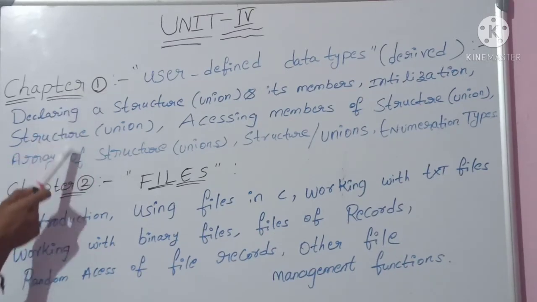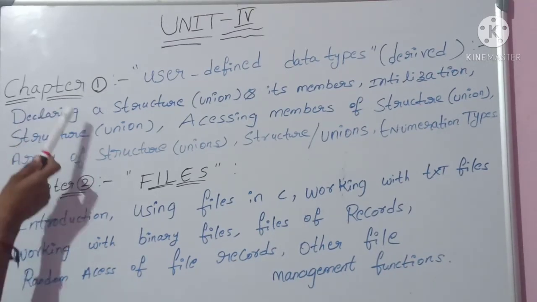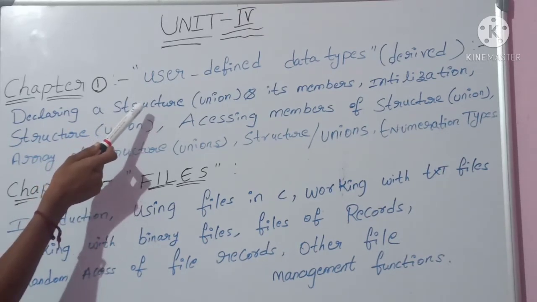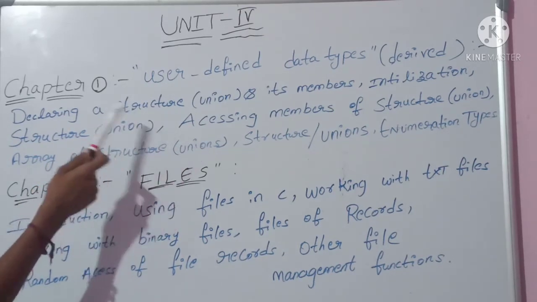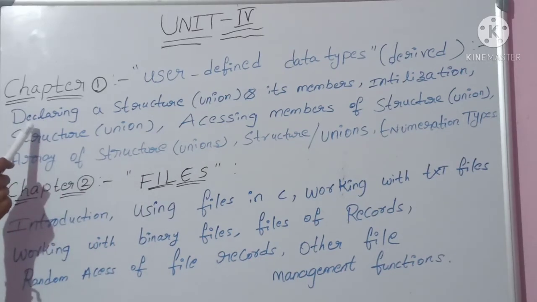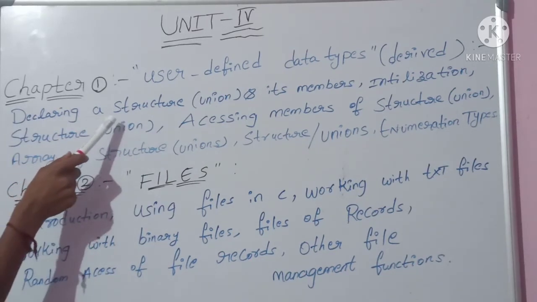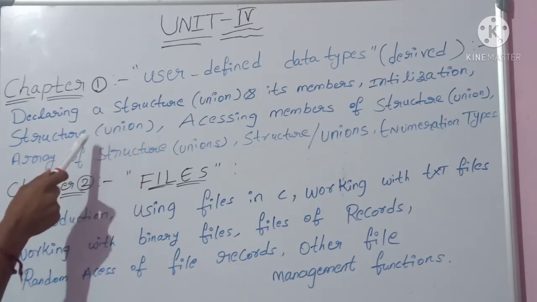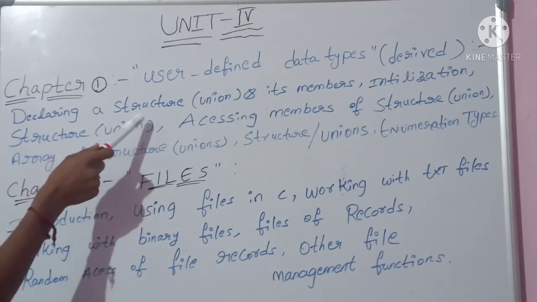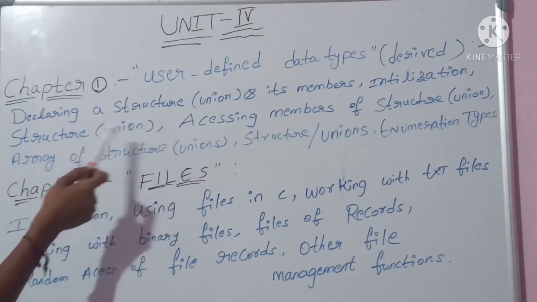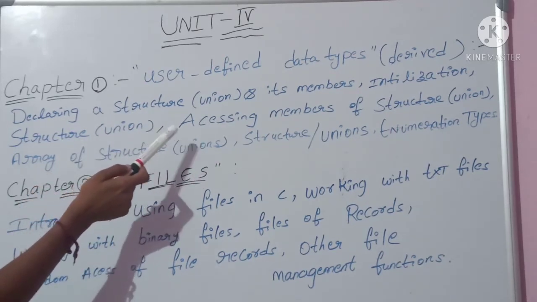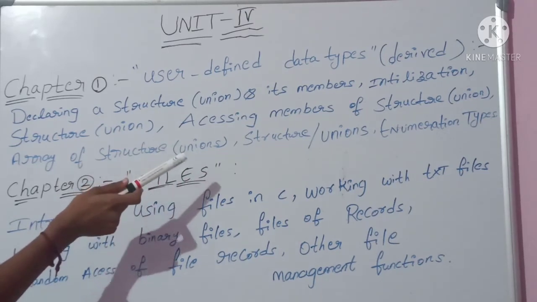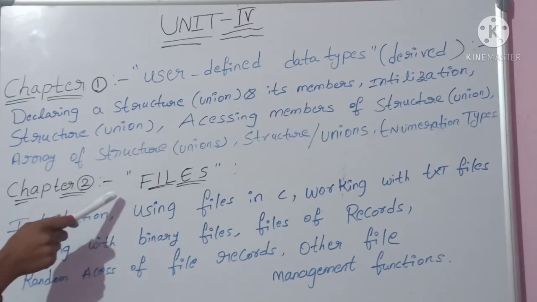In unit 4 we have two chapters. In chapter 1 we have user defined data types. User defined data types are nothing but derived data types, and here we are declaring the structure. Structure and union are somewhat the same, but there are a few differences. A structure is a collection of different data types, and initialization of structure, addressing members of structure, arrays of structures, unions, and enumeration types. In chapter 2 we have files.